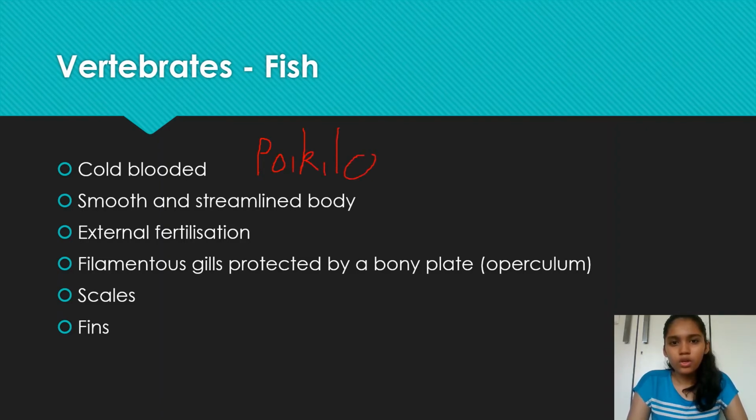poikilothermic, which is essentially a disadvantage to the poor fish because they're not able to regulate their temperature and keep it fixed within set limits. It changes according to the environment, so it's very easy for them to die. Lizards are poikilothermic as well.